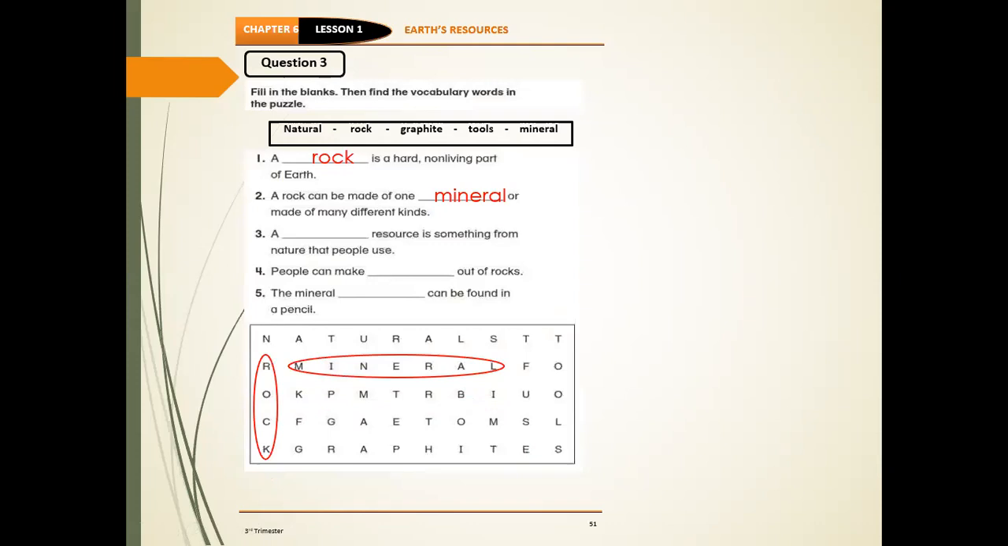3, a what resource is something from nature that people use? A natural resource. Where can I find it down? Yes, it's here. 4, people can make what out of rocks? People can do what out of rocks? They can make tools. Where can I find it down? Yes. The last one, the mineral what can be found in pencils? The mineral graphite, and down it will be here.